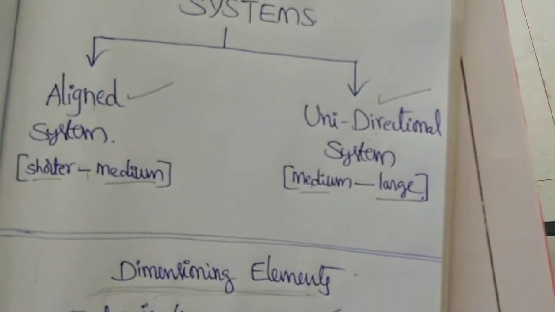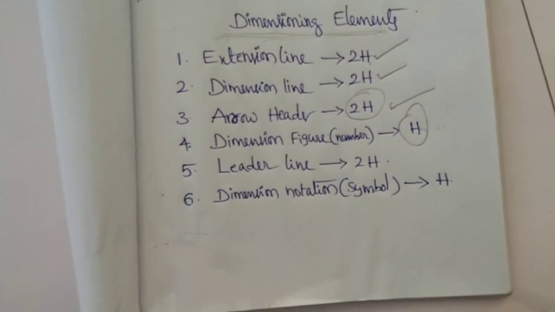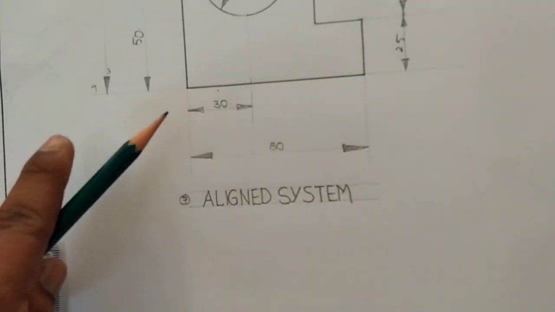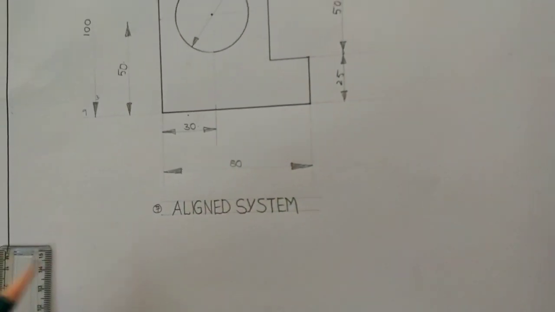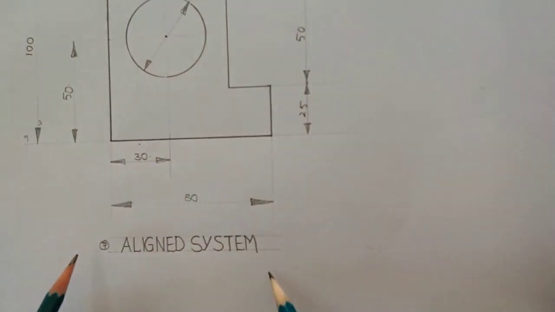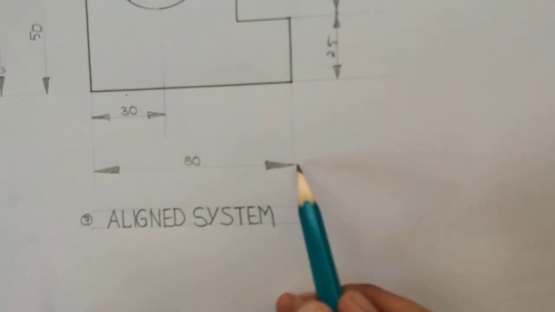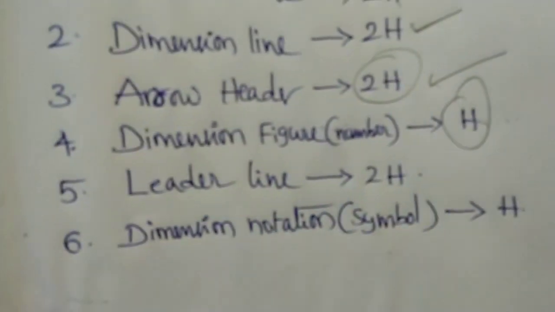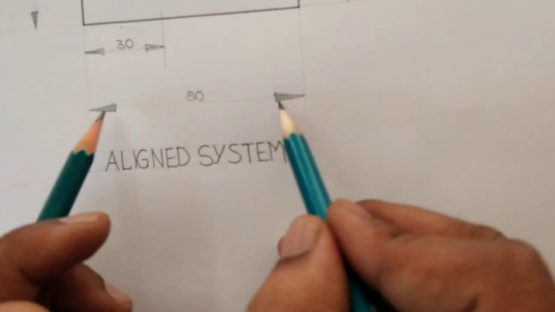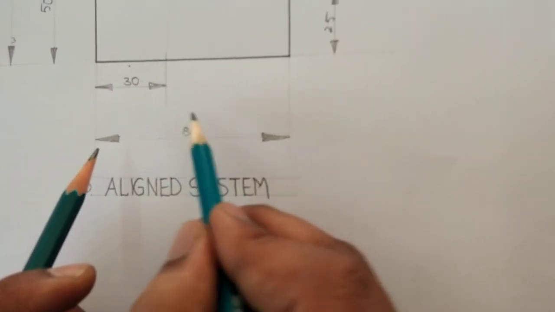Yeah, these are the dimensioning elements we have seen in the dimensioning process. So initially the extension lines, we can draw the extension lines with the help of 2H pencil. Then the second one is the dimension line. We can construct this one with 2H pencil again, and we can give the arrowheads at both ends. Then we can place the dimensioning figure exactly middle and above the line.